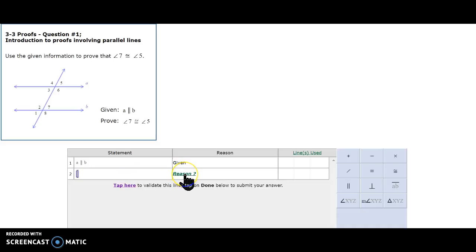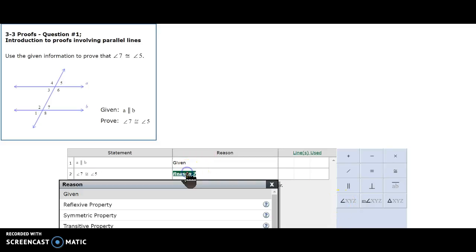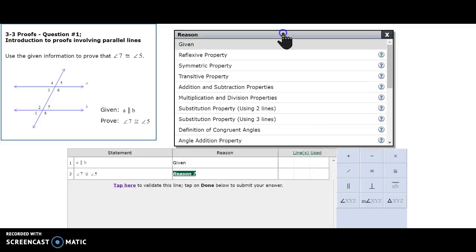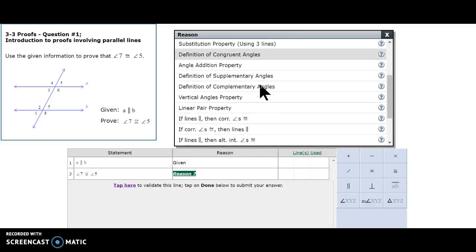Now, let's see, if lines A and B are parallel, then 7 and 5, the corresponding angles, will be congruent, right? So I can just put that down. So angle 7 is congruent to angle 5. And the reason would be, so let's see what we can use.